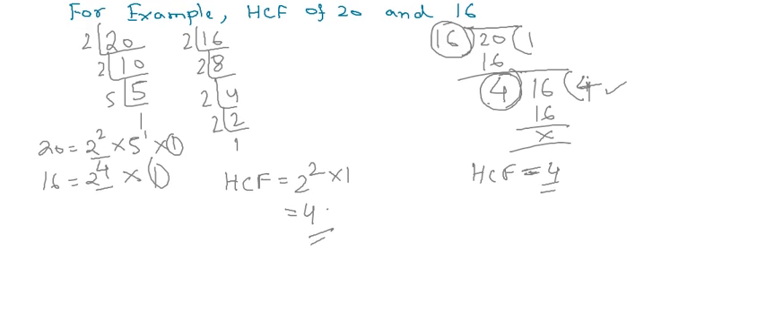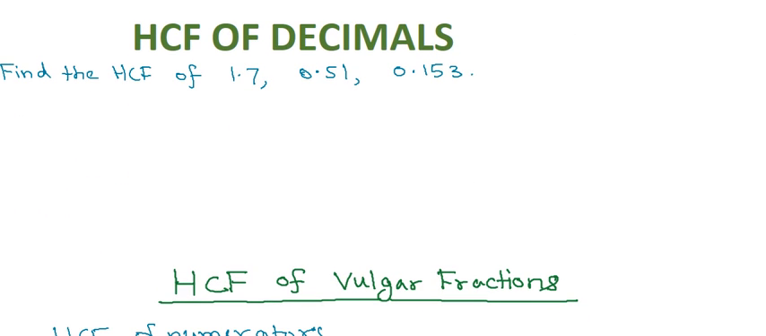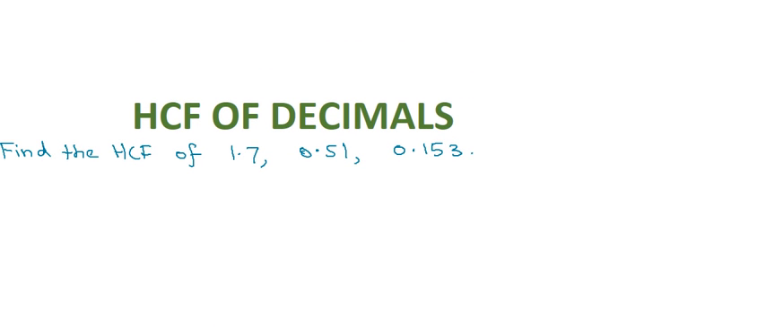Now let's see some examples. Let's see how to find out the HCF of decimals. So we can see that here we have 1.7, 0.51 and 0.153. So when we have to find out the HCF of decimals, what we have to do is that we have to make the number of places after the decimal point equal. So the max number of places we have here is 3, like 0.153. So we will add here zeros and zeros.